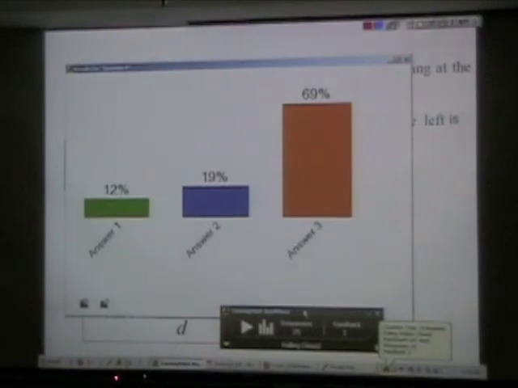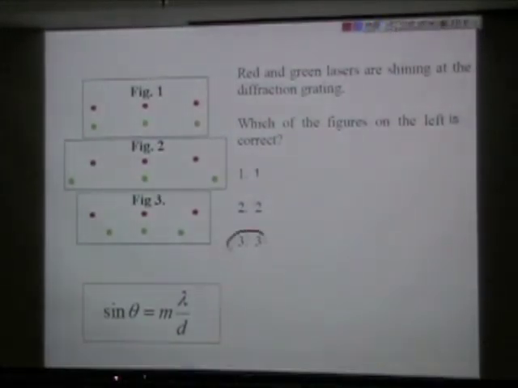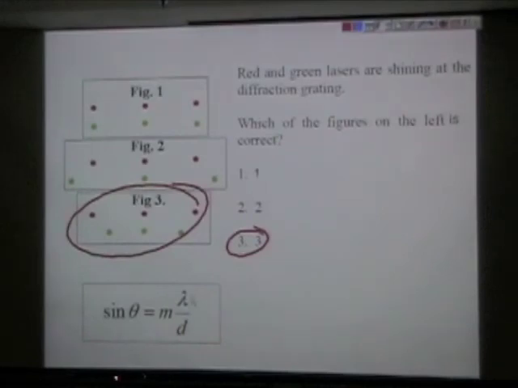Number 3. Let's see. Well, that is the correct answer. Because if you're increasing the wavelength, the angle is supposed to be larger. So let's take a look.